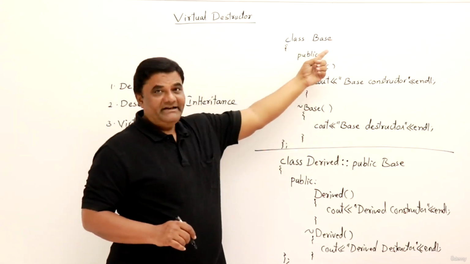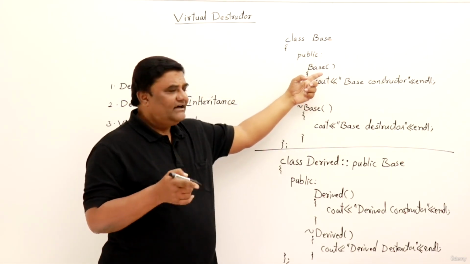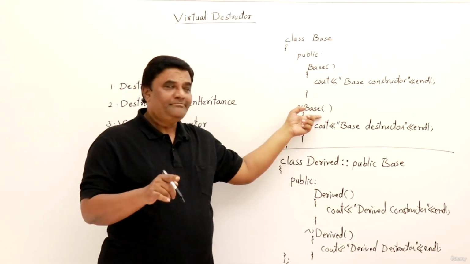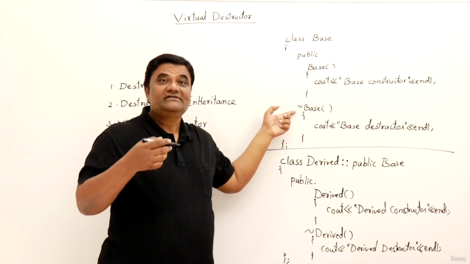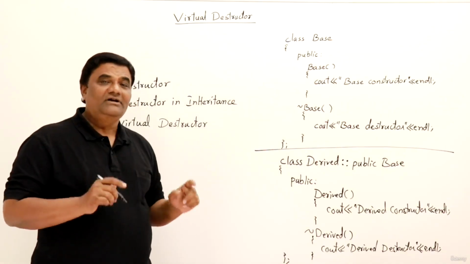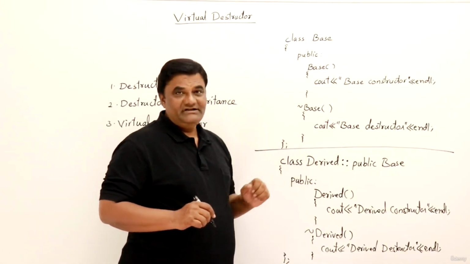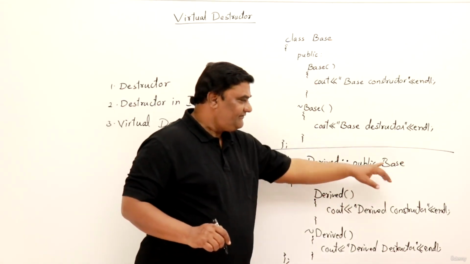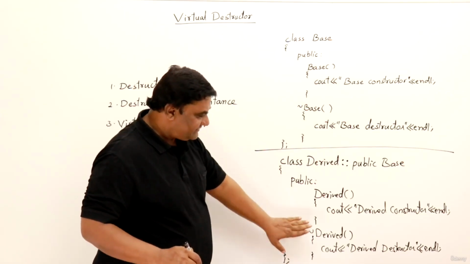I have a class called Base class. It has two public member functions: Base, having the same name as the class, it's a constructor. Again Base, having the same name, but a tilde symbol is used here. So what is this? This is a destructor. Constructor and destructor both have the same name as the class name, but the difference is that the destructor has a tilde symbol. Next, I have a derived class which is inheriting from the base class. It also has a constructor and destructor.